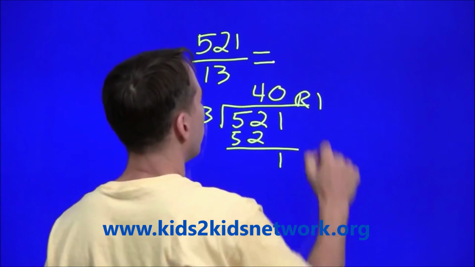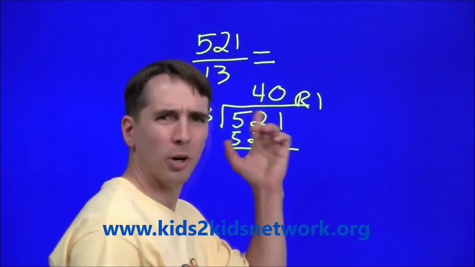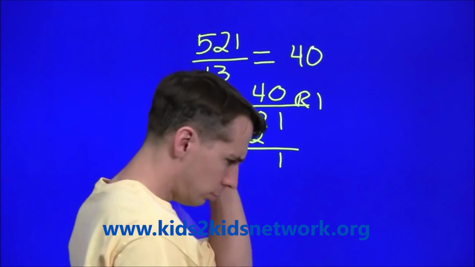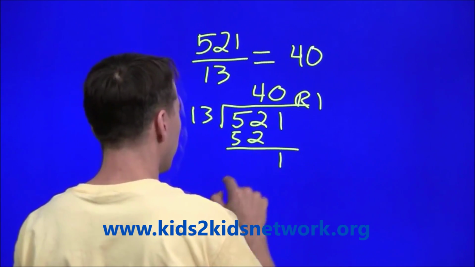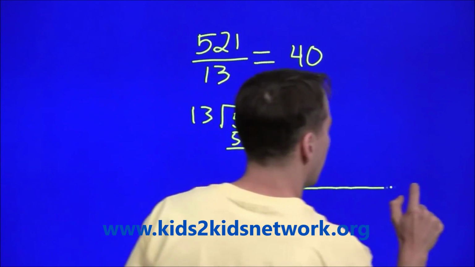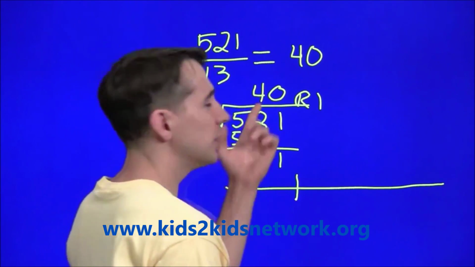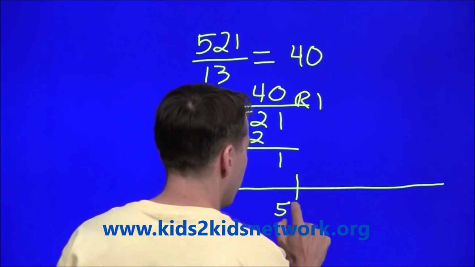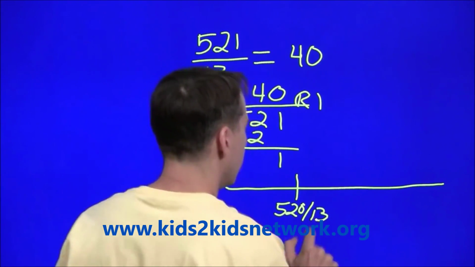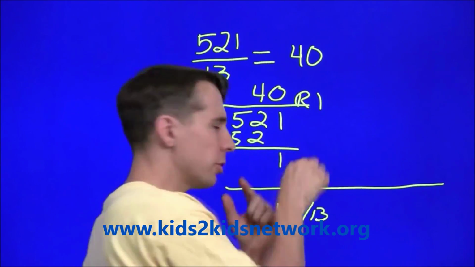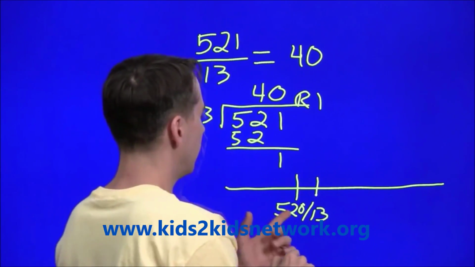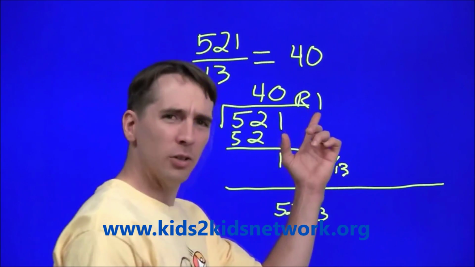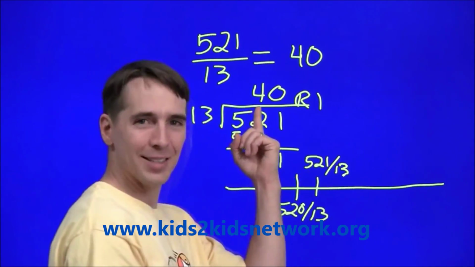So this equals, what do I do with the 1? I know the integer part. The integer part's going to be 40. But what is this 1 all about? Well, let's think about the number line. I know 13 times 40, that's 520. If we call this point 520 over 13, the remainder of 1 means I'm 1 more 13th, 1 more step past this. I'm at 521 over 13. This remainder, this 1, tells me I'm 1/13th past the whole number.